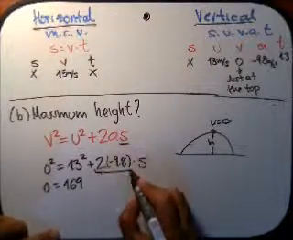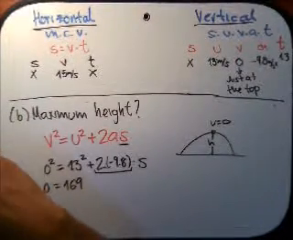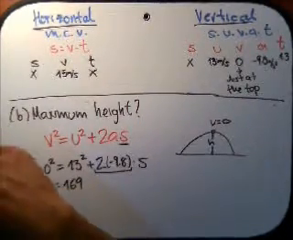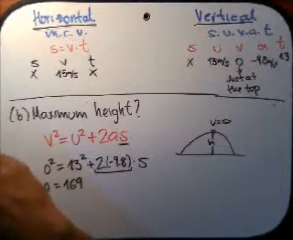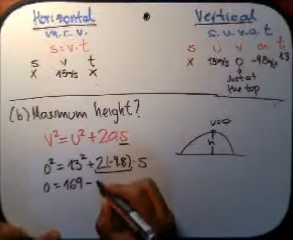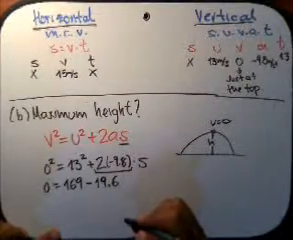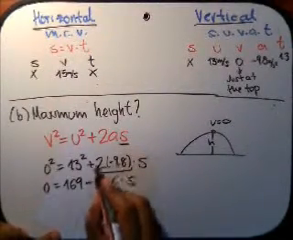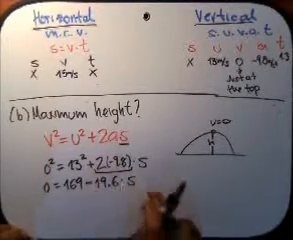I can solve this. I can do this multiplication. 2 times 9.8 is 19.6. Sorry, I should have known that. So it's negative 19.6 times s, right? This sign is negative because the result of positive 2 times negative 9.8 is negative 19.6.